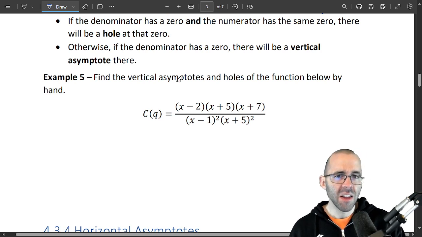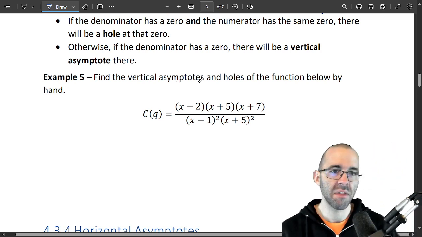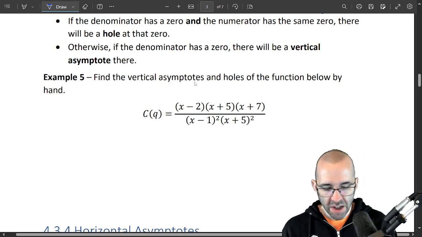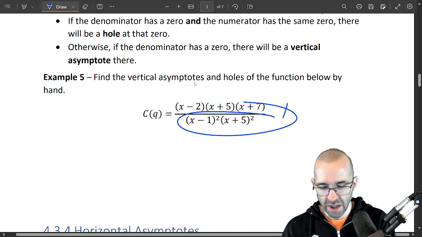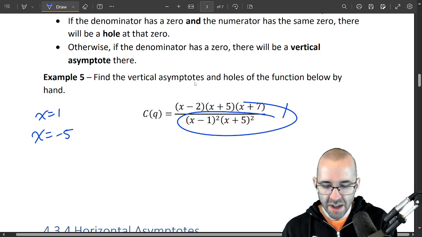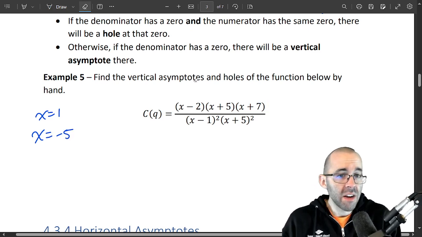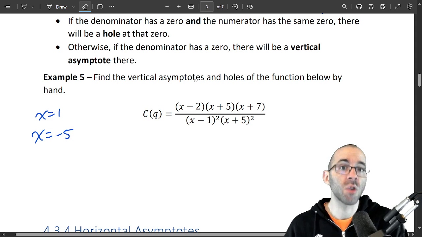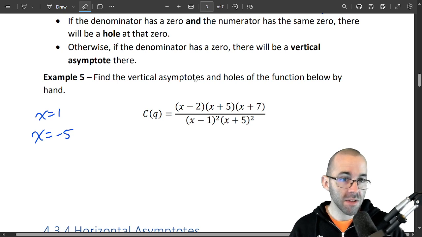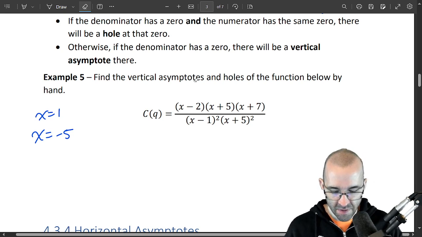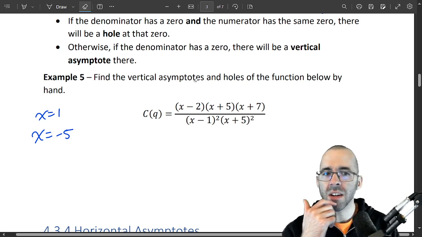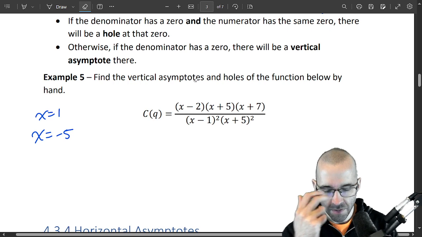So let's practice this. Find the vertical asymptotes and holes, if there are any, of the function below, doing it by hand. So we look at the zeros of the denominator, okay? There's going to be something at x equals 1. There's going to be something at x equals negative 5, because that's where the denominator is 0. It's the zeros, the roots of that polynomial in the bottom. It's a 4th degree polynomial in the bottom. So we just have to say, are any of these holes? Otherwise, they're vertical asymptotes.